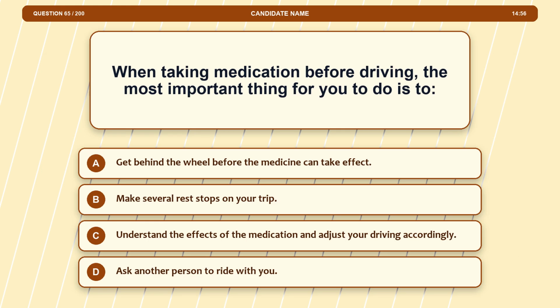Question 65. When taking medication before driving, the most important thing for you to do is to: Option A. Get behind the wheel before the medicine can take effect. Option B. Make several rest stops on your trip. Option C. Understand the effects of the medication and adjust your driving accordingly. Option D. Ask another person to ride with you.